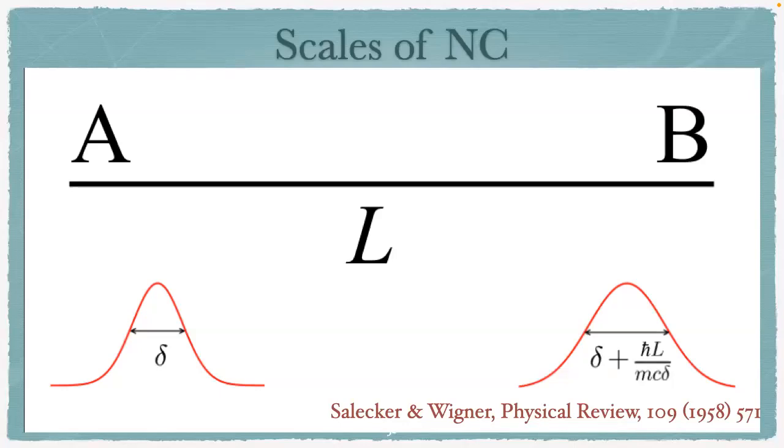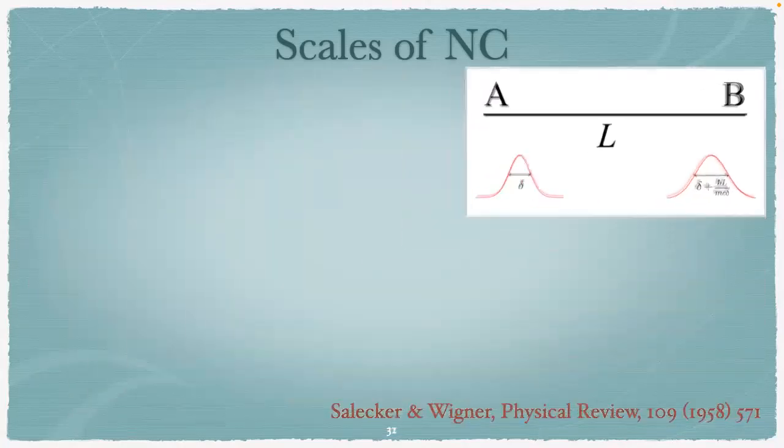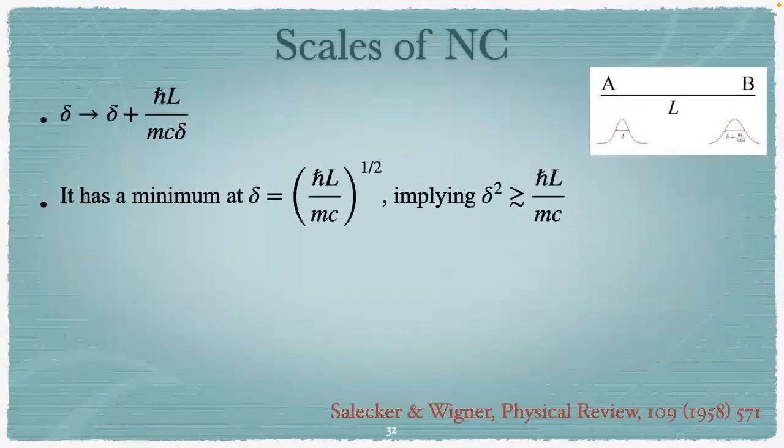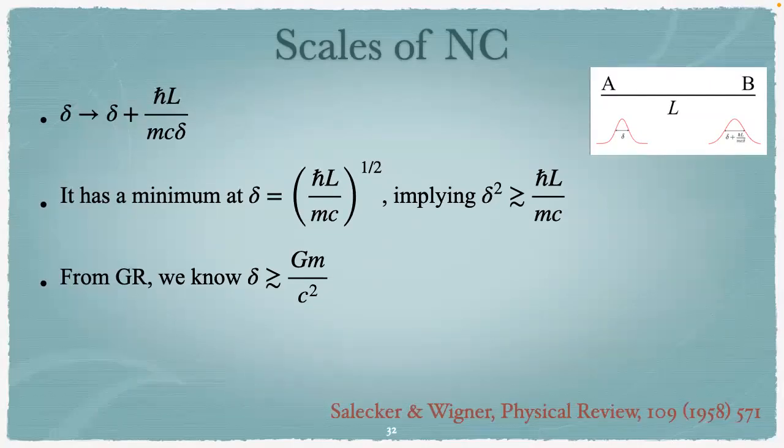You can see the derivation. Basically, L by C is the time required for light to travel from A to B. From here, you can show that this function has a minima when delta attains this value. That means delta square is always greater than this number. And from GR, we know that no information can be obtained from outside the event horizon, so delta has to be greater than GM by C squared.